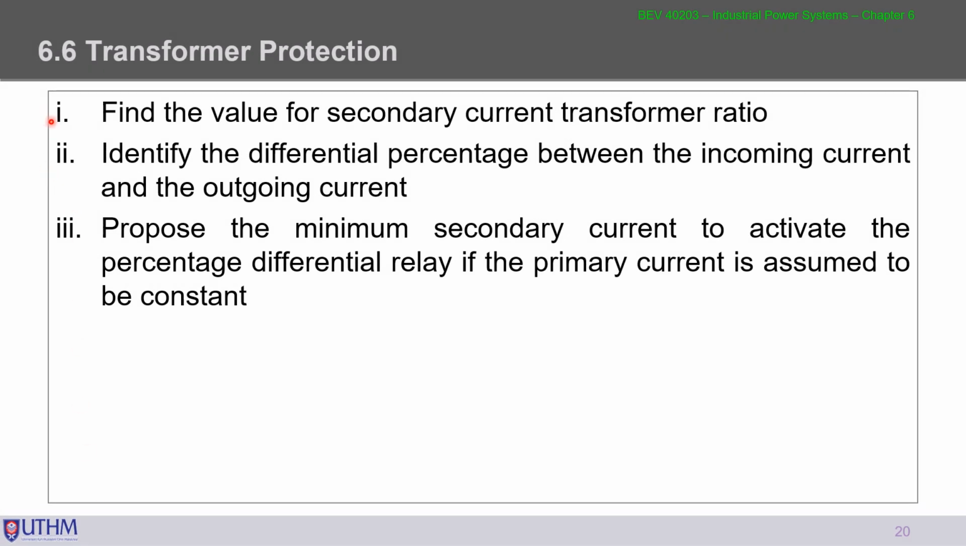Okay. First question is find the value of secondary current transformer ratio. And then the second question is identify the differential percentage between the incoming current and the outgoing current. And the third one is propose the minimum secondary current to activate the percentage differential relay if the primary current is assumed to be constant.